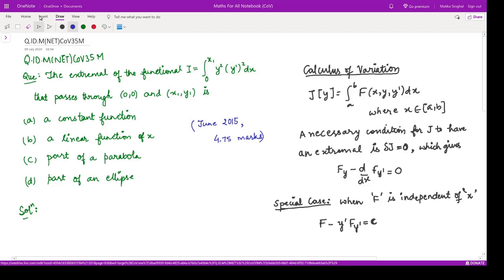Let us get started. This question is from Calculus of Variations and it appeared in the June 2015 paper, consisting of 4.75 marks. The question states that the extremal of the functional I equal to integral from 0 to x1 of y square y dash square dx, which passes through the point (0, 0) and (x1, y1), is: you have to tell whether it is a constant function, a linear function of x, a part of a parabola or a part of an ellipse.